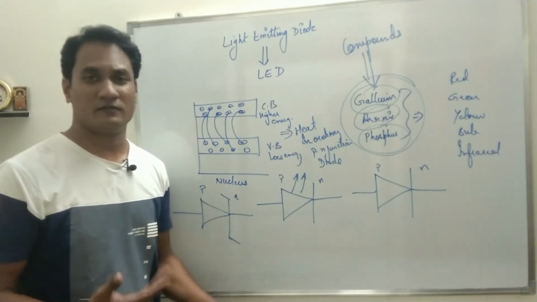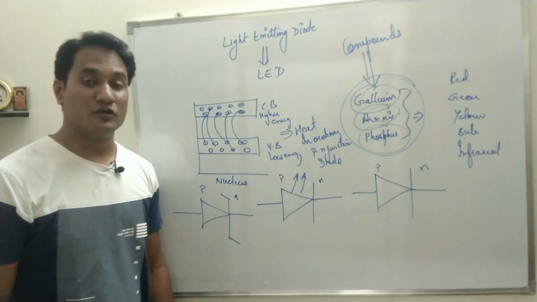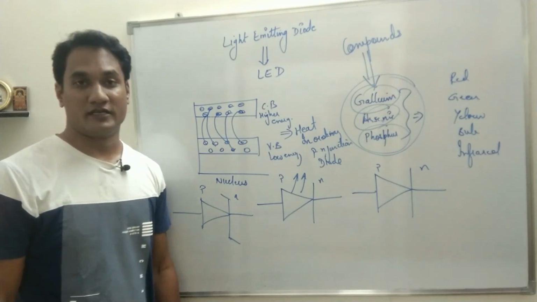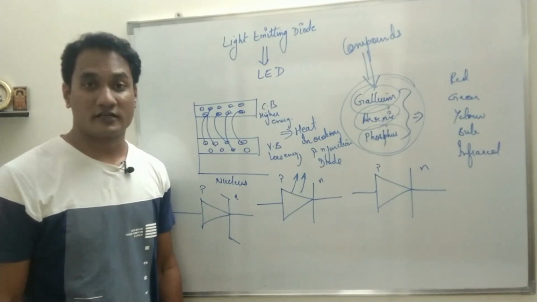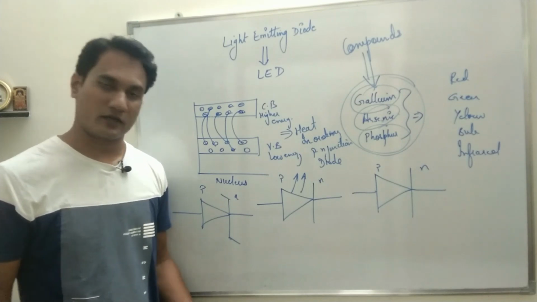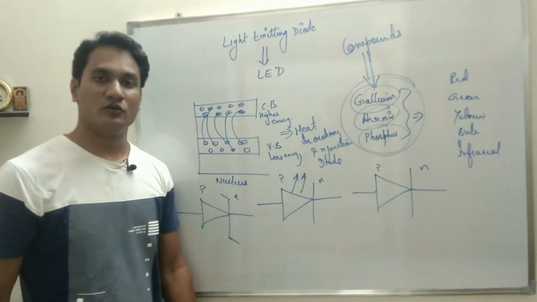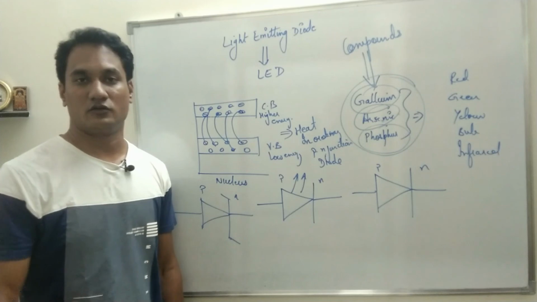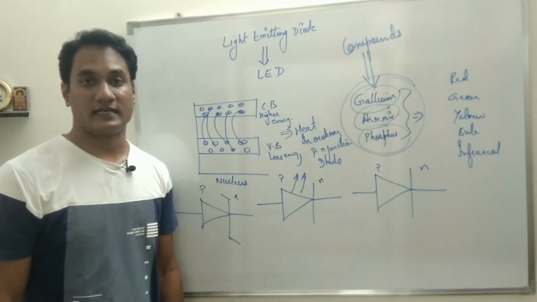There are a number of other p-n junction diodes used for different applications, called the varactor diode and Schottky diode, but they are not in our course. Whatever was there, I have explained to you. Just go through the book, you can easily understand what exactly it means.